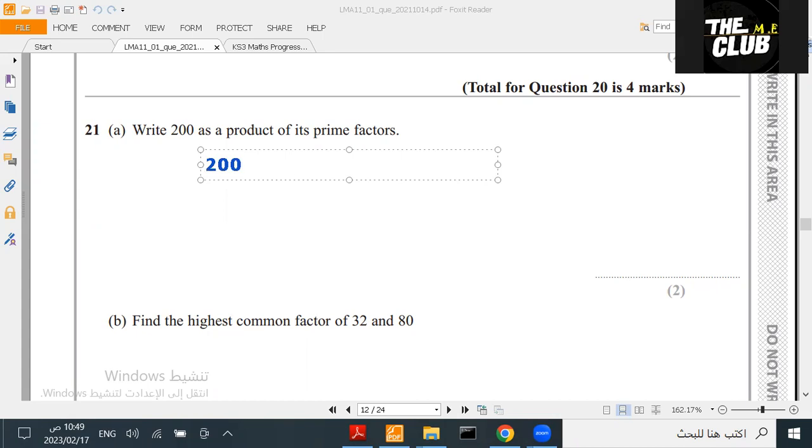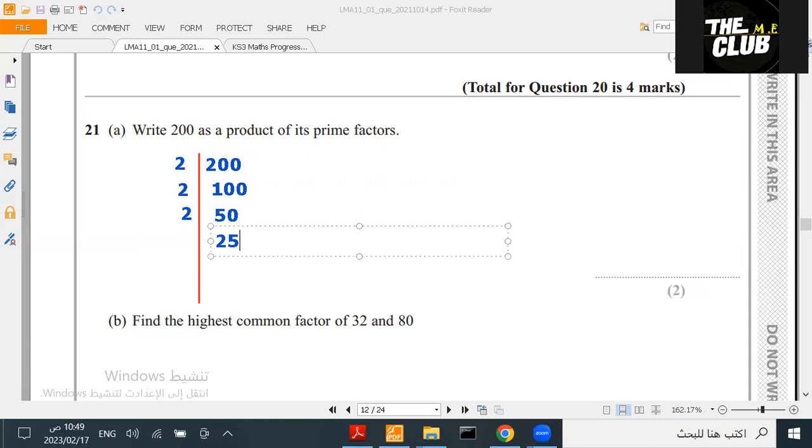We take 200 and start dividing it. I make a line like this. I divide by the first prime number, which is 2. And the answer will be 100. And then divide the 100 by 2 again. It's going to be 50. And then divided by 2 again. It's going to be 25.